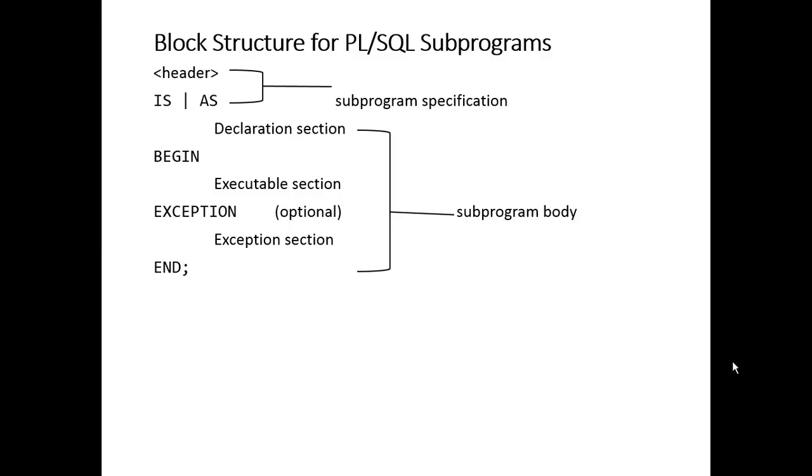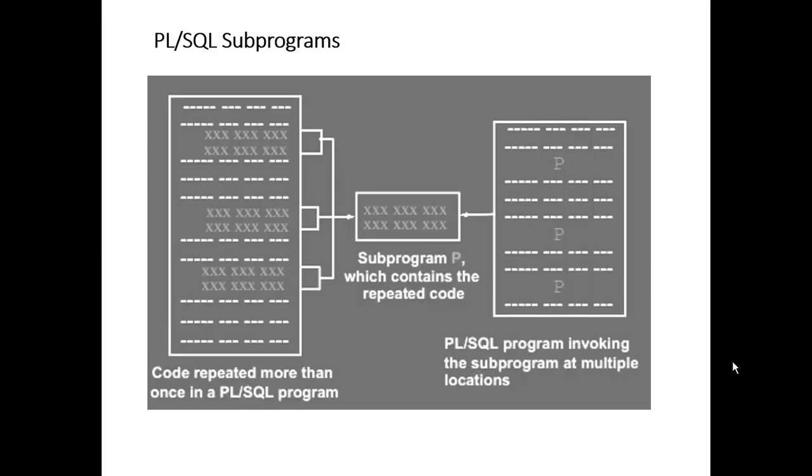Here is the block structure for PL/SQL subprograms. The header, IS, the subprogram specification, and then the subprogram body, which is the content section: BEGIN, the executable section, and the exception section. And the last is END.